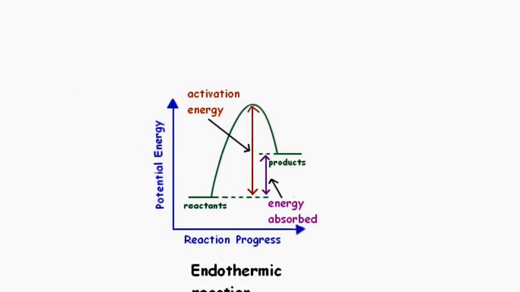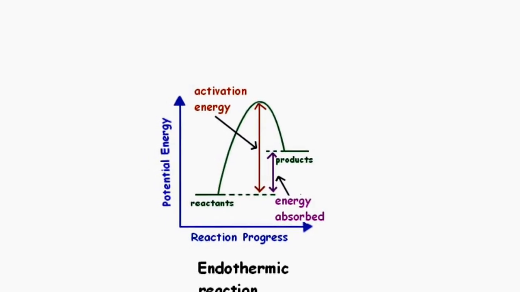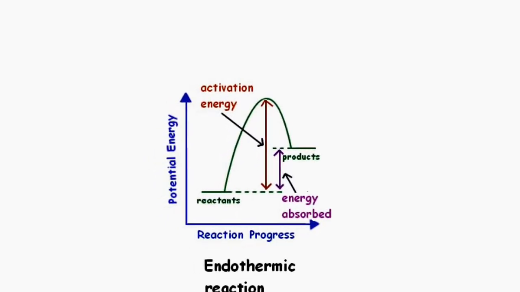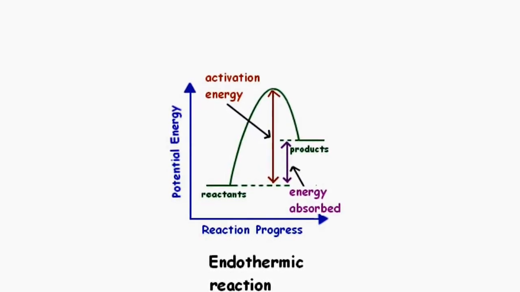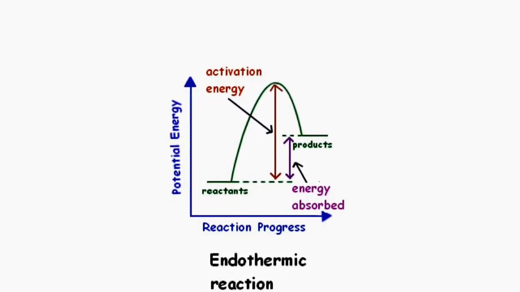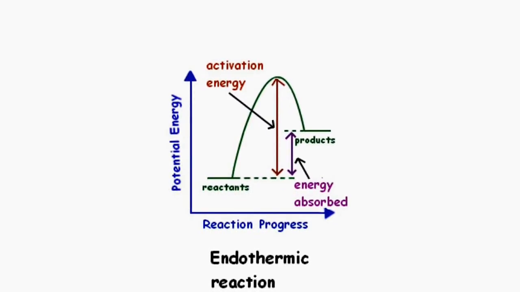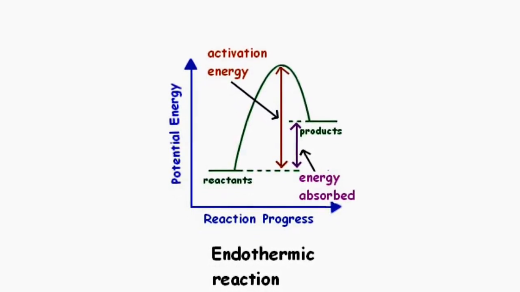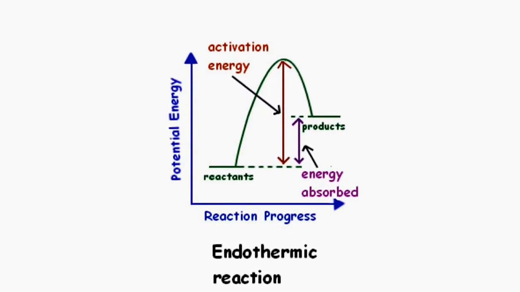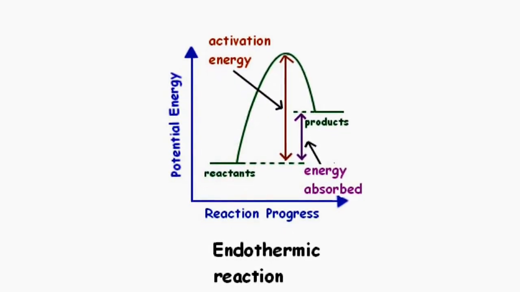Sometimes the energy required to break bonds is greater than the energy when new bonds form. In these processes, there is a net absorption of energy. An endothermic process absorbs energy. Notice in this energy diagram, the reactants are lower in energy than the products. That means the reactants are more stable than the products.